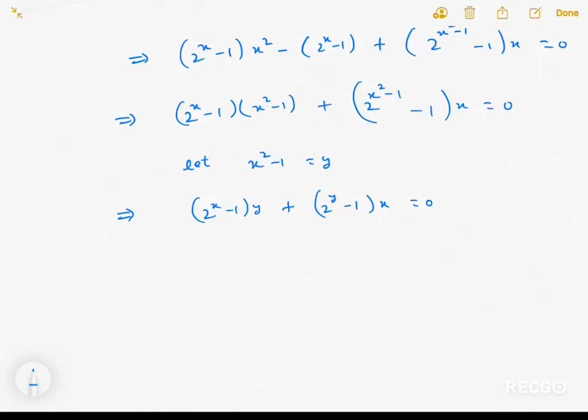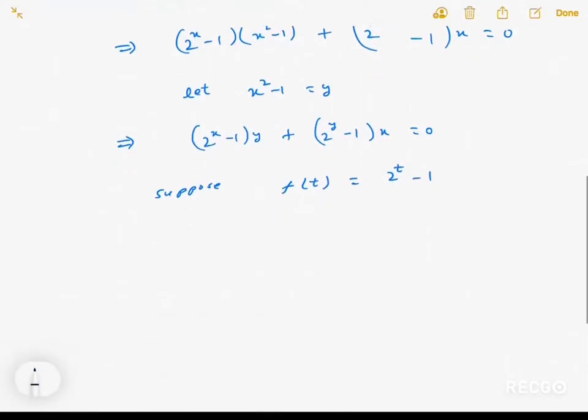And from looking at the two terms, you may think that you should assume one function f of t is equal to 2 to the power t minus 1. So let us draw the graph of this function. That is going to give you a very nice idea of how to approach the next steps.